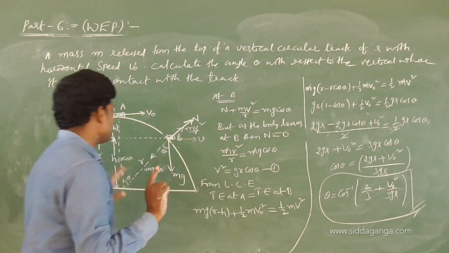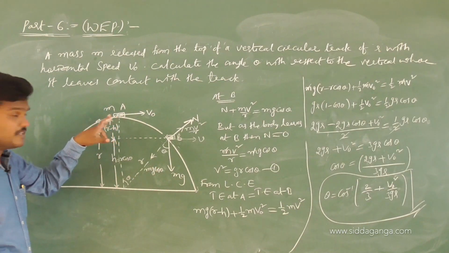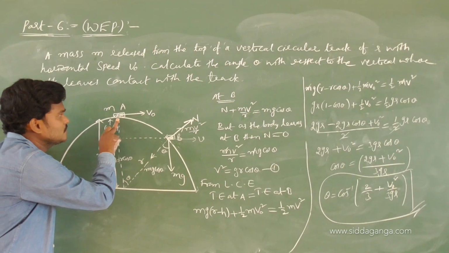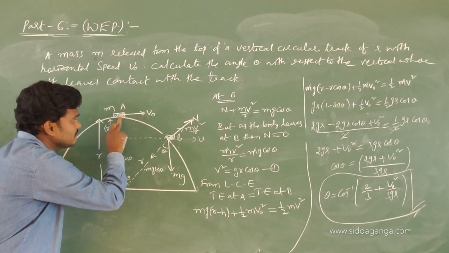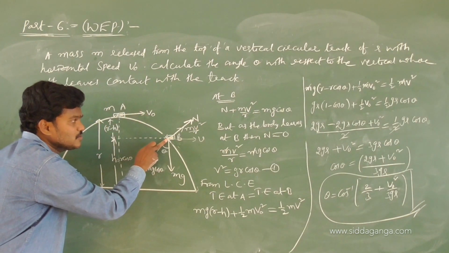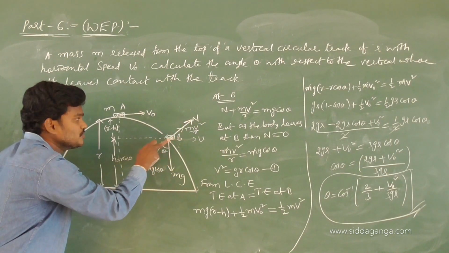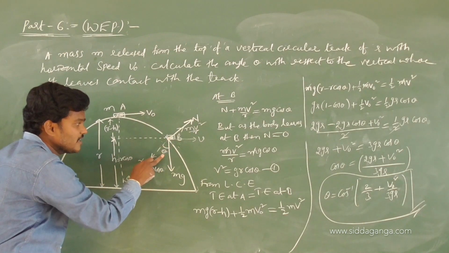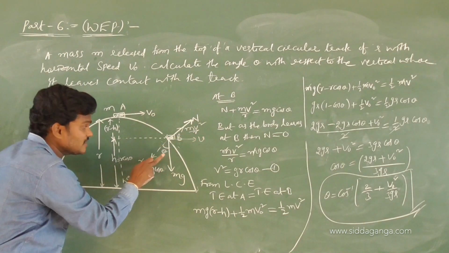See, initially, just listen for a minute. Here, the block of mass m is thrown with a speed v naught, so that after traveling some distance it is going to leave the track. Let us suppose at B it is going to leave the track. They are asking with what angle with the vertical the body is going to leave. They are asking this theta.